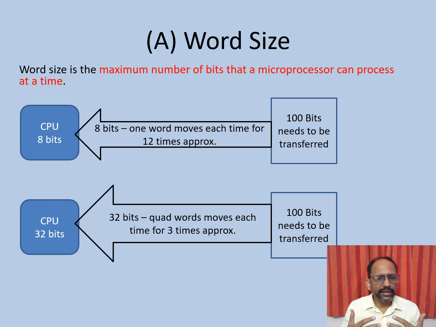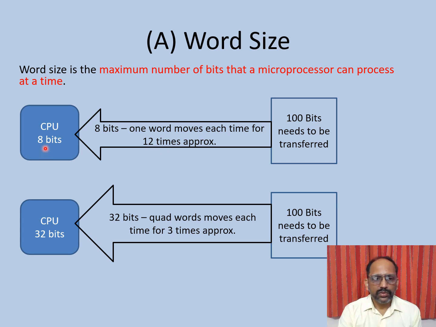Let us understand it this way. Suppose there are 100 bits stored in the primary memory, but the CPU word size is 8 bits. That means from the memory it can carry 8 bits at one time, because the CPU can process only 8 bits at a time. And how many times do the 100 bits need to be sent to the CPU for processing? Approximately 12 times.